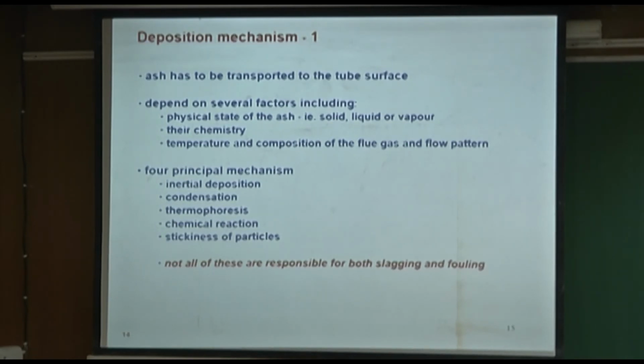So there are four principal mechanisms. Of course, the first is the inertial deposition, then the vapors depositing on the tube, then condensing there, because inside the tube you have the lower temperature water, so it is condensing immediately. As it is condensing, it is also becoming sticky, and if you are not cleaning it away, then it will attract the other ash particles to come and bond to it. So that's what is written in here.